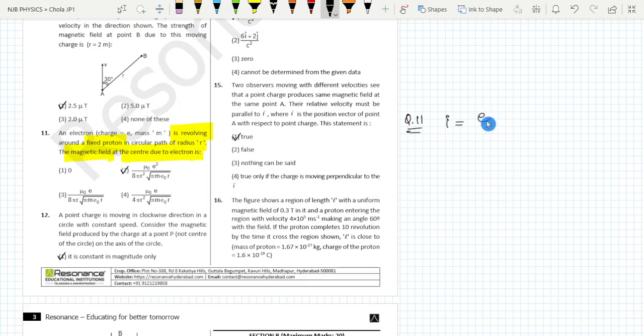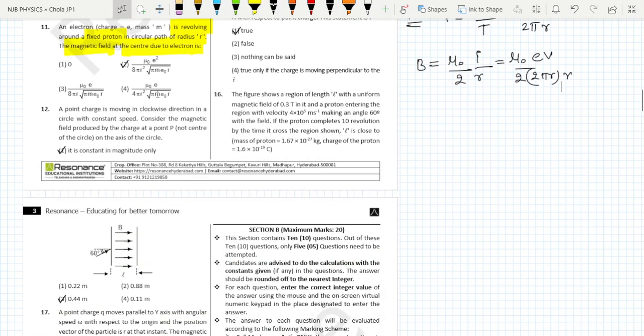Current is equal to charge divided by time period, and time period can be written as 2 pi r, sorry, R is the radius, divided by speed. Now once you know the value of current, then the magnetic field at the center we can write as mu naught upon 2 I divided by radius r, and in the next step it will become mu naught upon 2, and the value of current I we can write as ev divided by 2 pi r, into r.